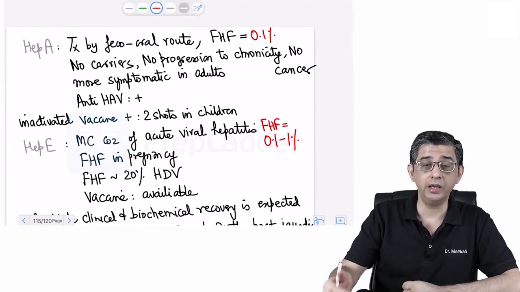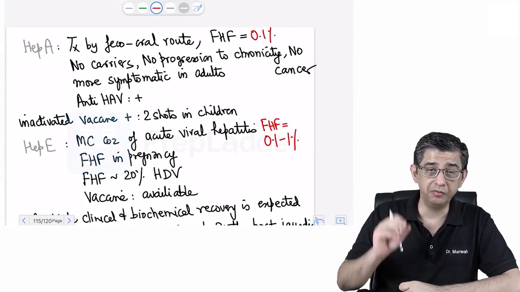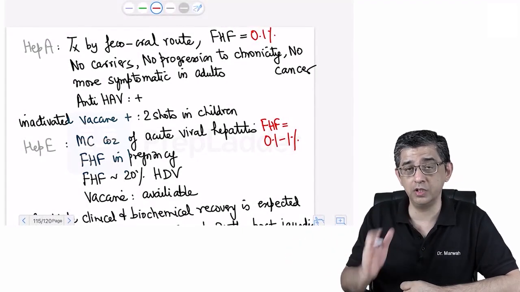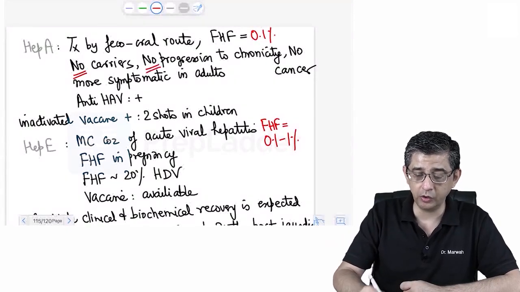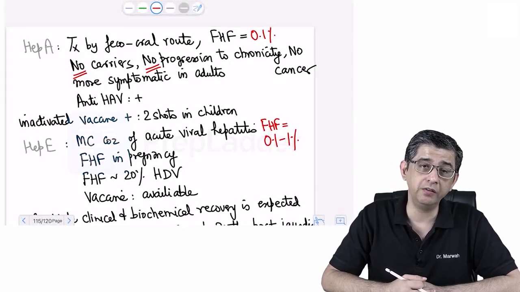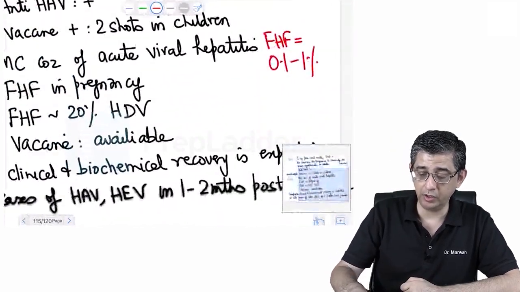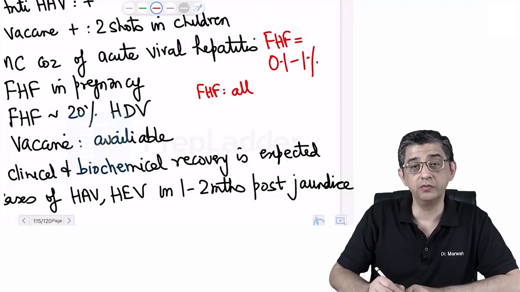And when it comes to A, the incidence is still very much there. In fact, I wanted you to remember that fulminant hepatic failure can be seen with all. All of them can cause fulminant hepatic failure. Then they will say we do not have carriers or chronic hepatitis in hepatitis A and hepatitis E. In fact, let me just jot it down before you. Fulminant hepatic failure is going to be encountered in all of them.